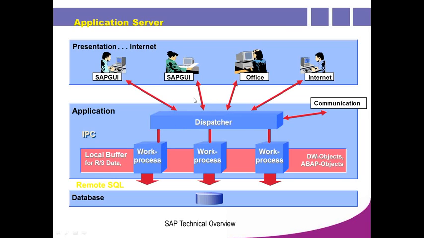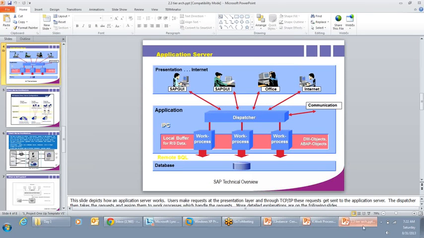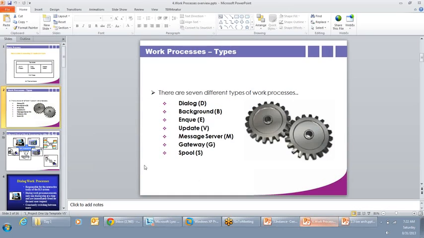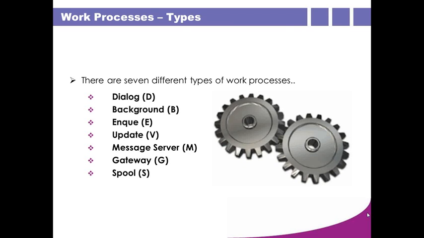Application means SAP, which we are installing here. SAP is helping your business. SAP does not contain any data; the database contains the data. SAP is just a mediator that takes the request, goes to the database, fetches the information, and gives it to you. In this process, we have so many work processes. There are 7 types of work process. This is very important. You need to remember this.